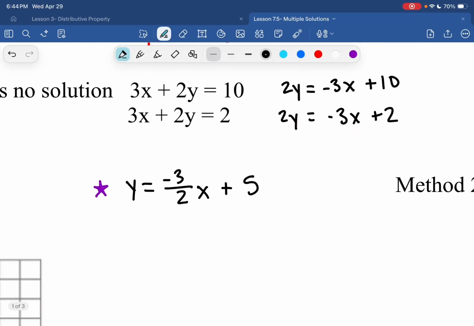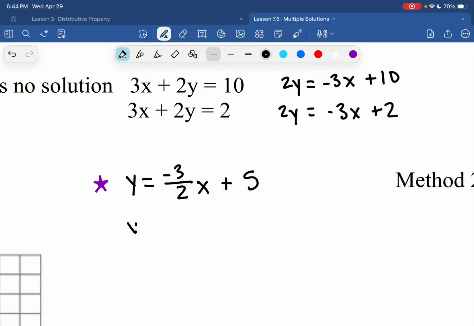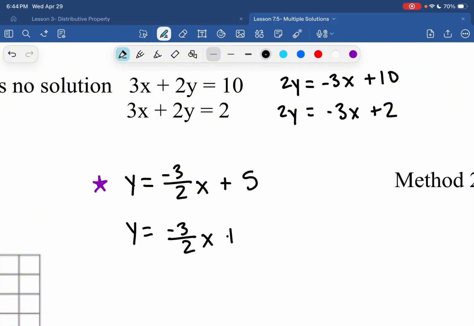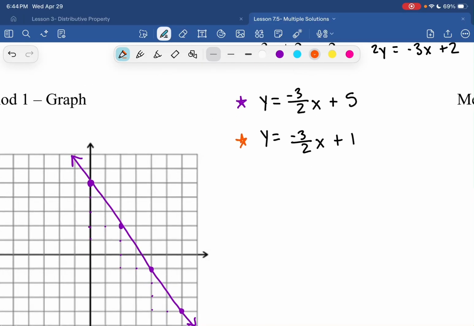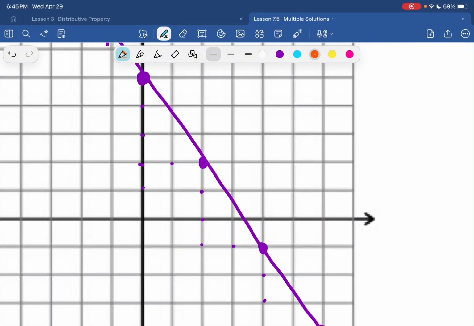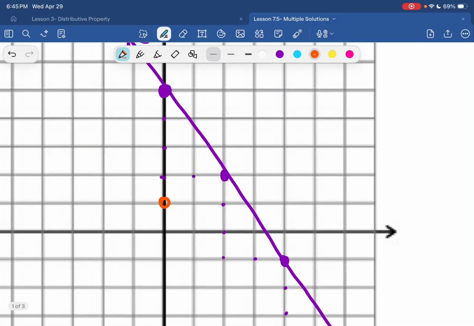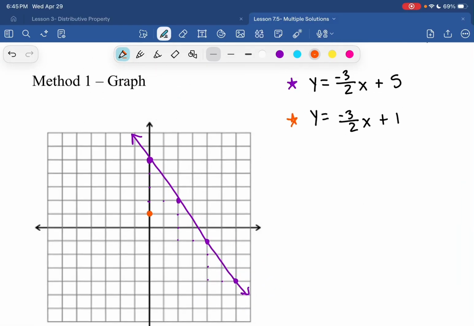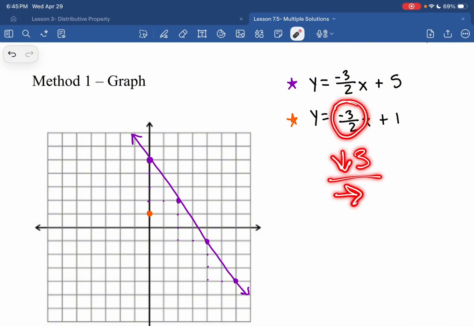And when you do that, you're going to get y equals negative 3 over 2x plus 1. And I'll graph this one in orange. Okay, so it looks like my y-intercept is at 1. So we're going to put a point at 1 on the y-axis. And my slope again is negative 3 over 2. So I'm going to go down 3 and to the right 2.